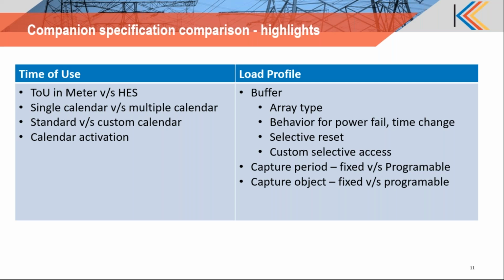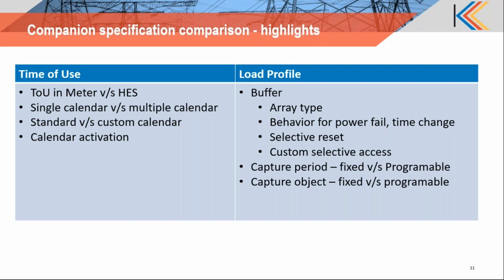Then the selective reset. Selective reset is a proprietary method that we have seen only in the CIG, Consortium of Italian Gas specification, where they can clear or reset some entries of the buffer from the head-end system. Then the custom selective access is something that we have seen in a vendor's companion specification, where the client can read selectively based on the serial numbers, not using the date and time.